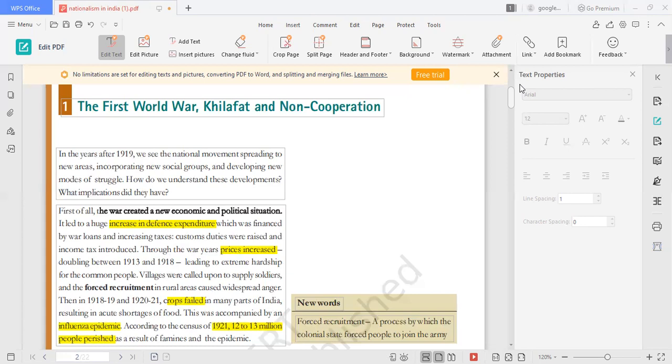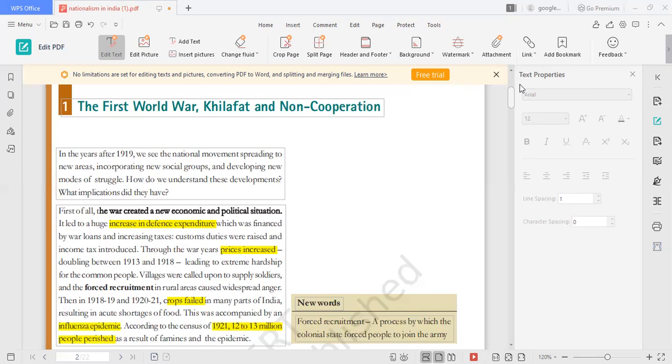Second thing, during the war years, I mean 1913 to 1918, prices doubled. That led to extreme hardship for the common people. The poor people were not able to cope with the doubling of prices.